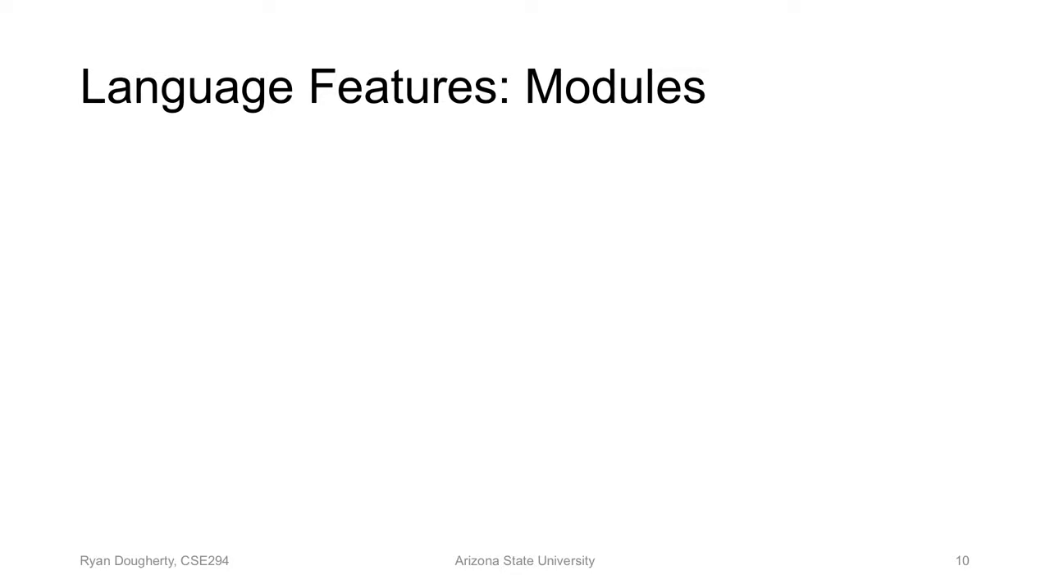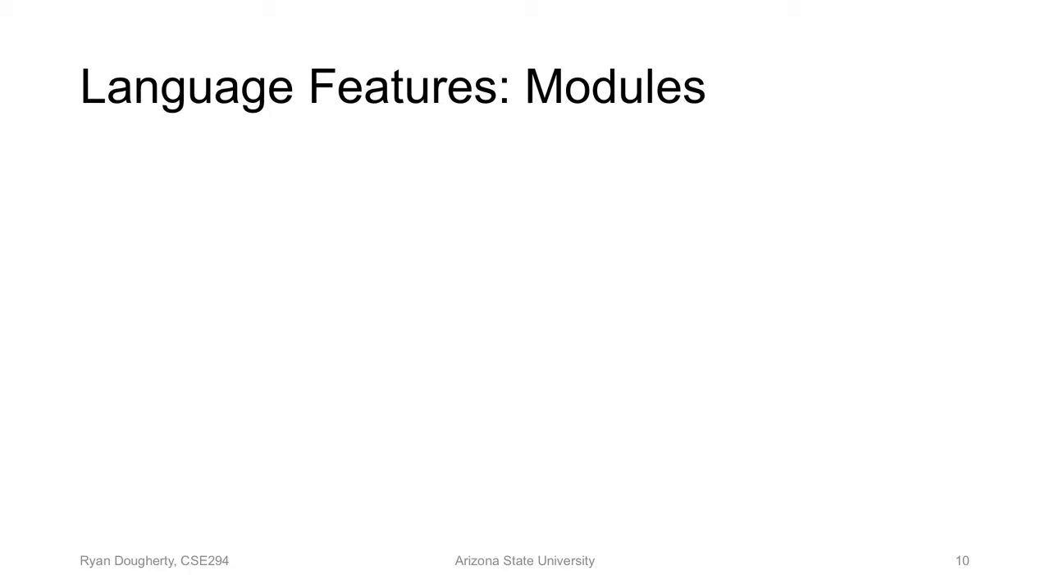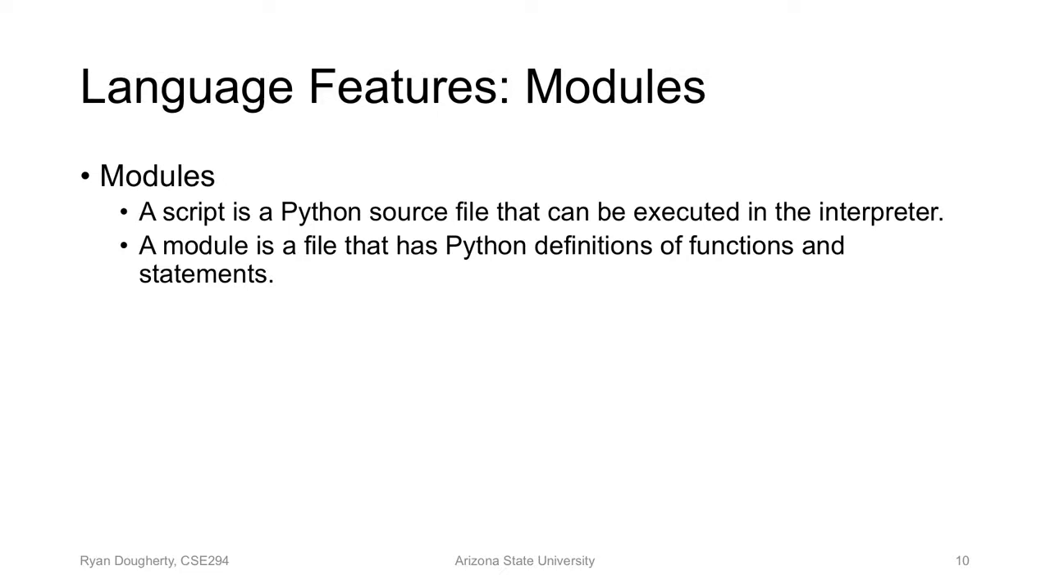What would you do in Java? What if you wanted to include java.util or something? You would do an import, right? Because the Python library is very large, so it doesn't import everything all at once. So you'll have to import. A file that contains a bunch of methods or classes in it is called a module, and what you do is import modules. What we call a script is just a Python source file that's executed by the interpreter. A module is just a file with a bunch of functions in it.